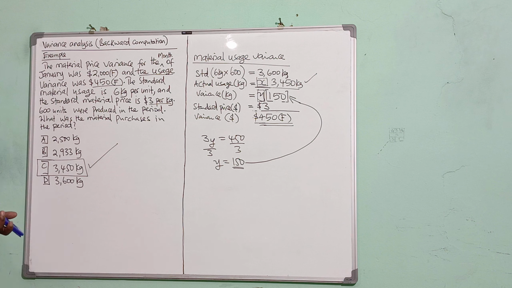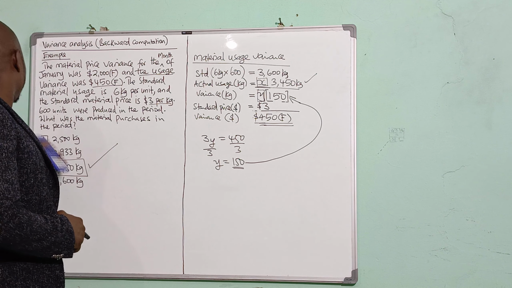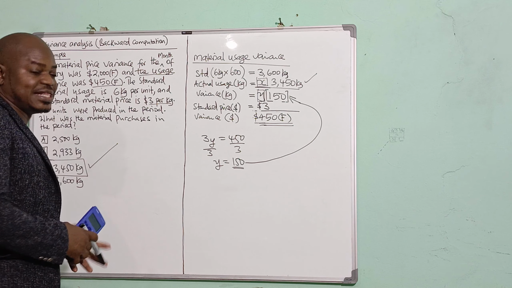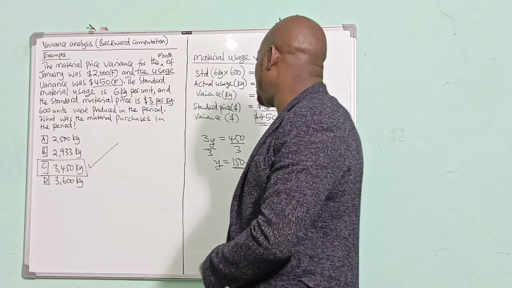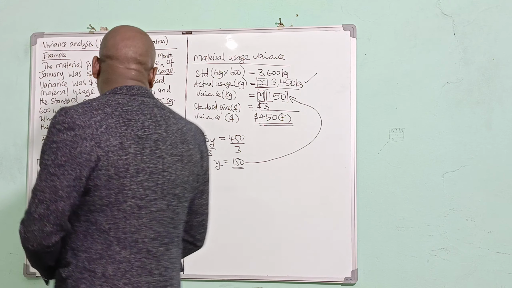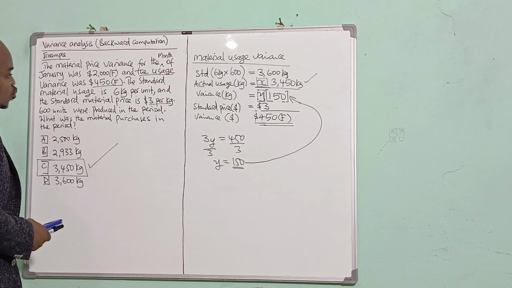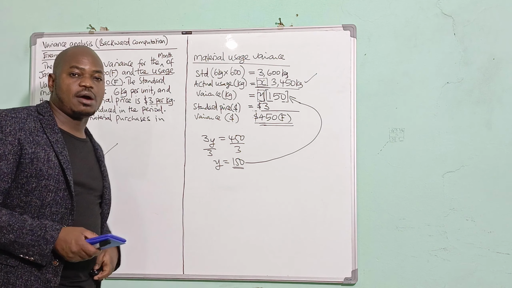Okay, so that was the material purchases in the period. So this is how you basically compute such kind of a variance where you are working backwards.